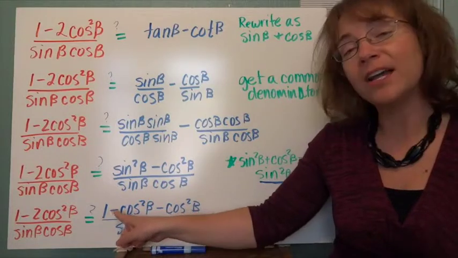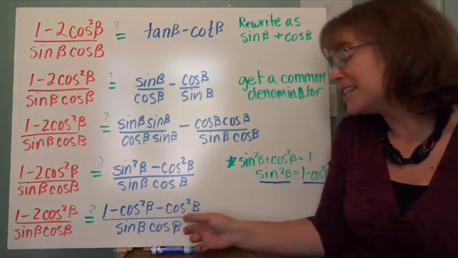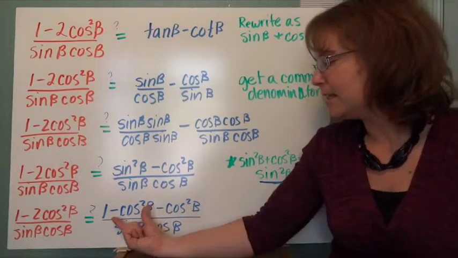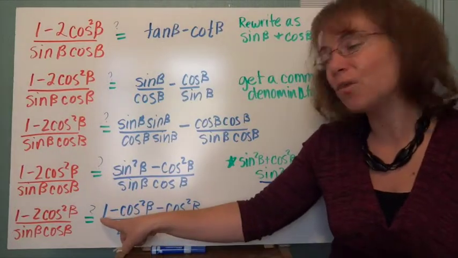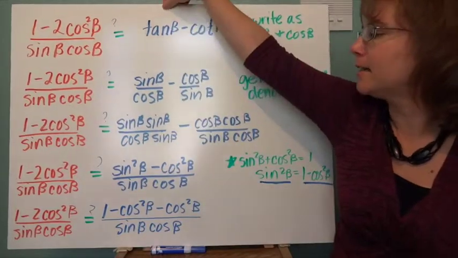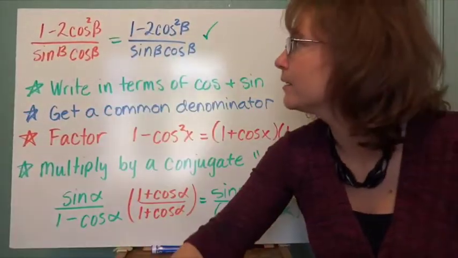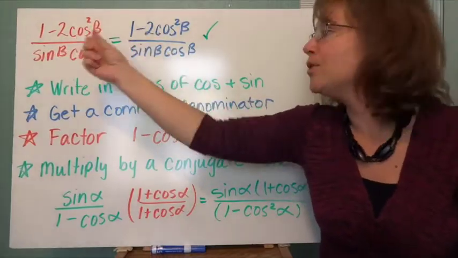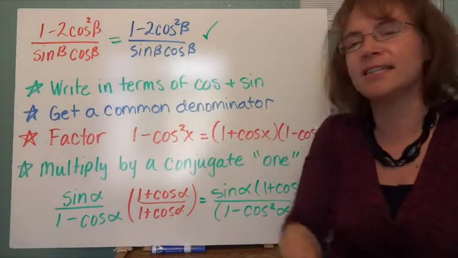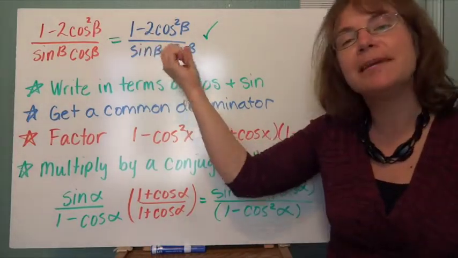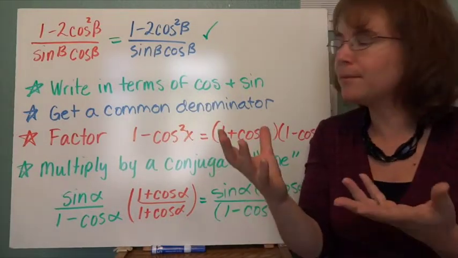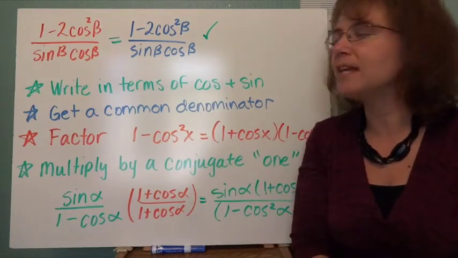And now I have 1 minus cosine squared beta minus another cosine squared beta all over sine beta times cosine beta. When I'm adding like terms, I'm going to get 1 minus 2 cosine squared betas. So let's take a look at that. And now I have both sides equal to each other. And notice I didn't change my left-hand side at all. I went through the process, didn't change my left-hand side, and just manipulated my right-hand side mathematically. And sometimes you can do both of them, sometimes just one, and there are multiple ways to do it.